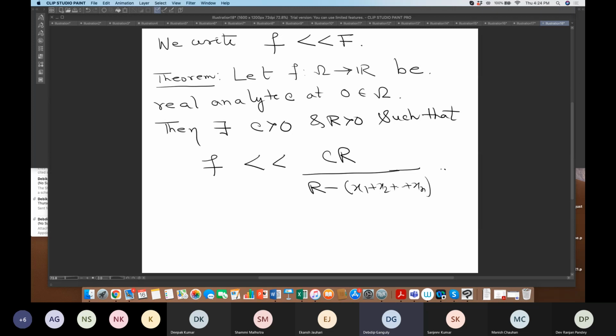What does it mean? Given any function f from omega to R which is real analytic at 0, there exists a constant C and R positive such that small f is majorized by this function, let's say some capital F.